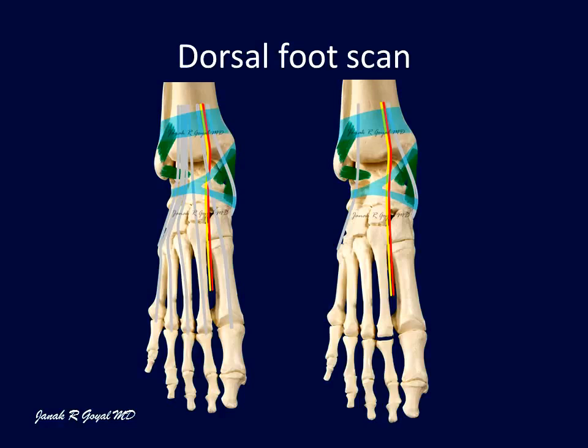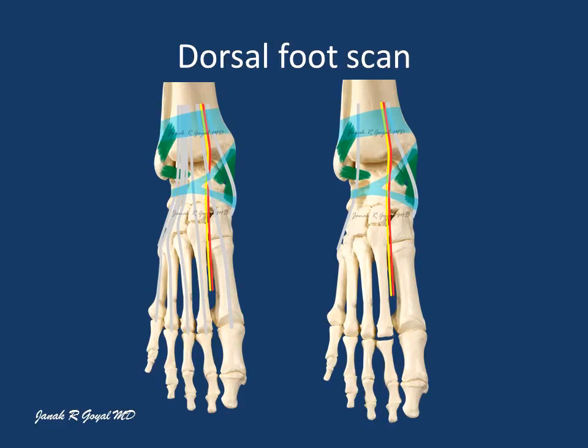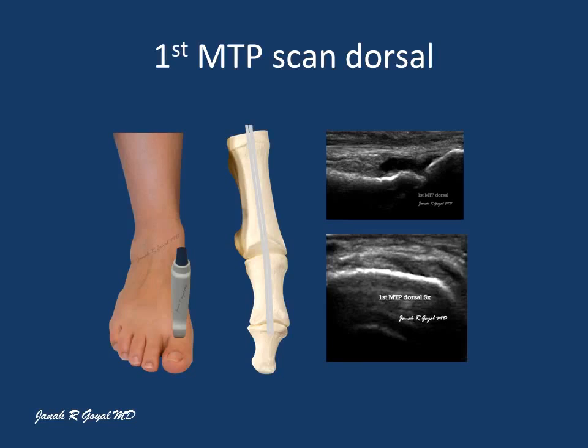Examine all MTP and IP joints, and also look for Freiberg's disease in adolescent teenage girls with foot pain. Freiberg's disease is a collapse of the articular surface of the second metatarsal head, mainly in teenage girls. Examine the metatarsophalangeal joint along both long axis and short axis for evidence of joint fusion or any synovial pathology such as crystal deposits and erosions.